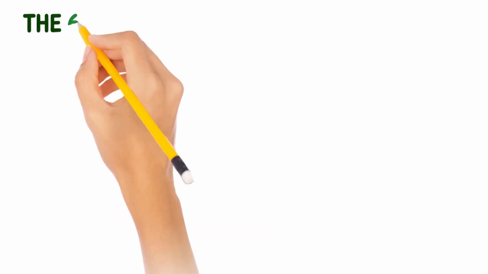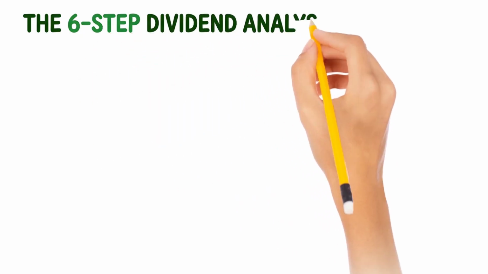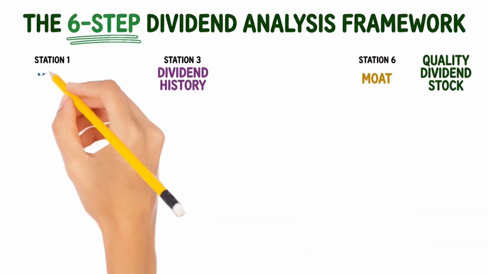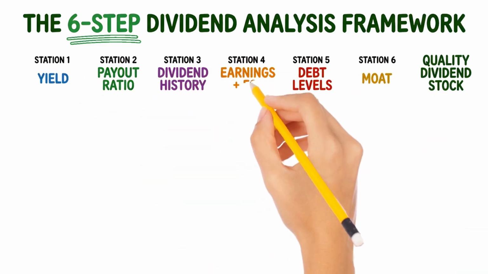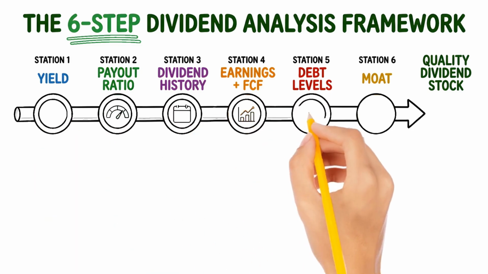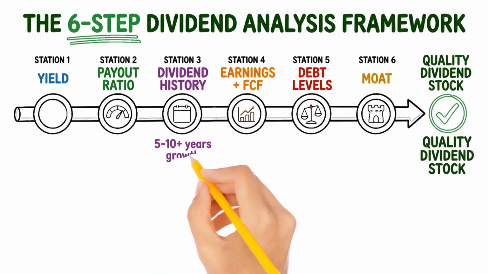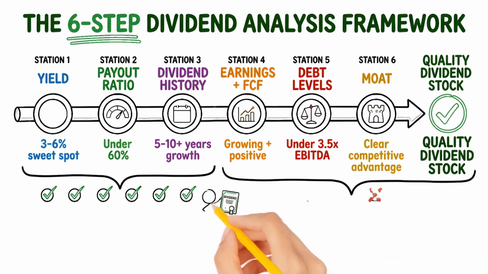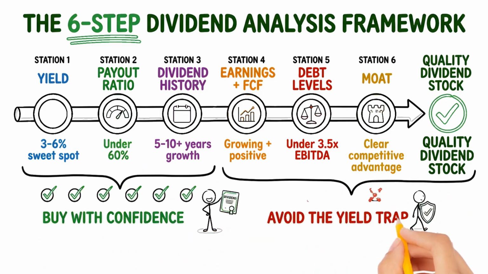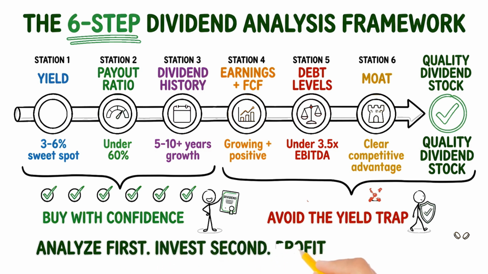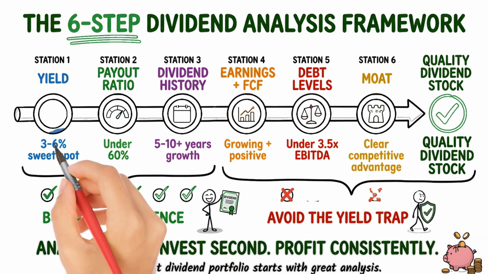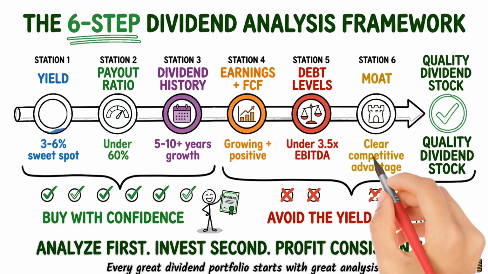Let's bring it all together. The 6-step dividend analysis framework. Step 1. Check the yield, 3 to 6% sweet spot. Step 2. Check the payout ratio, under 60% for regular companies, under 80% for REITs. Step 3. Review the dividend history. You want 5 to 10 plus years of consistent growth. Step 4. Analyze earnings and free cash flow. The business must be growing and generating real cash. Step 5. Examine debt levels. Debt to EBITDA under 3.5 times. Step 6, identify the competitive moat, a clear, durable advantage that protects the business.